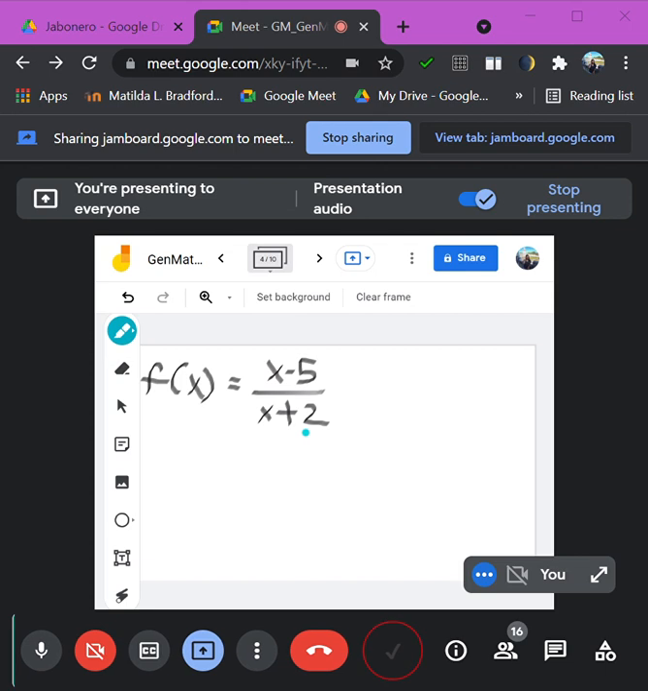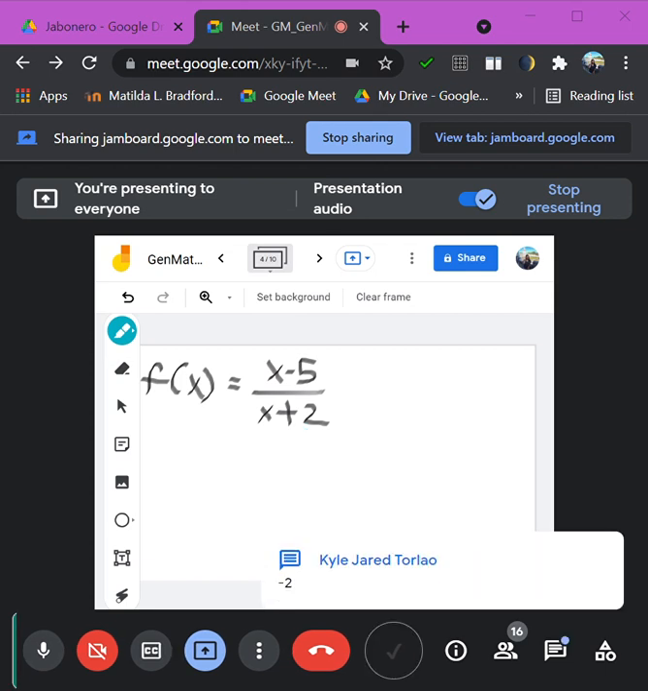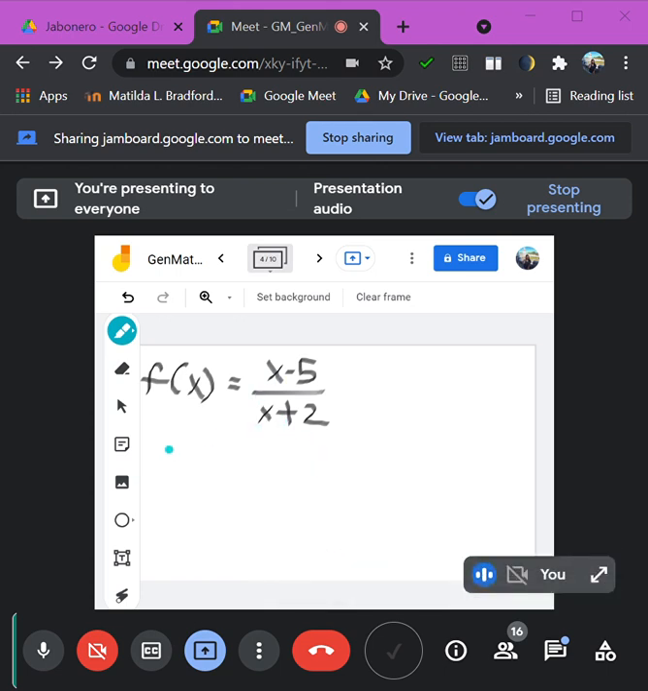We will use our x plus 2. Okay, we have an answer from Torlao, x minus 2. Very good. Actually, it's easy to identify, class. So equate to 0: x plus 2 is equal to 0, and then we get the value of x, so x is equal to negative 2. So meaning to say, the domain of f of x is the set of all real numbers except negative 2.